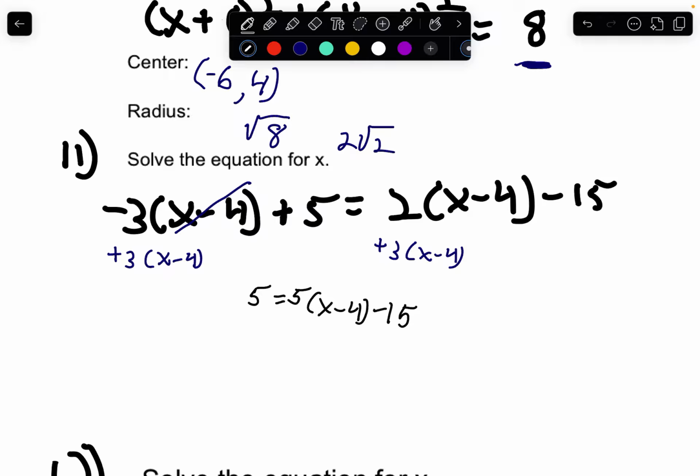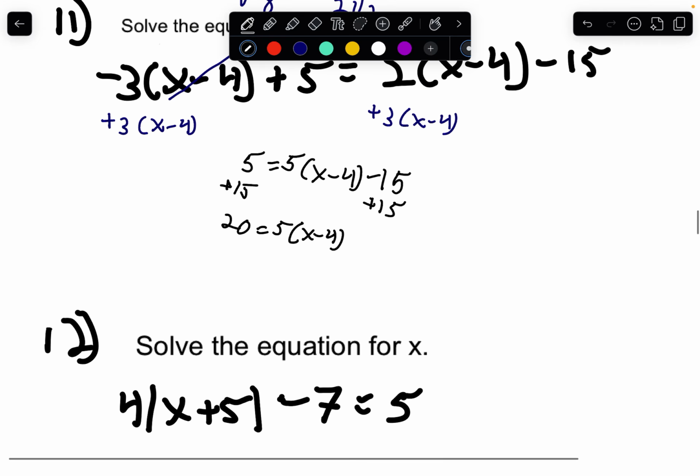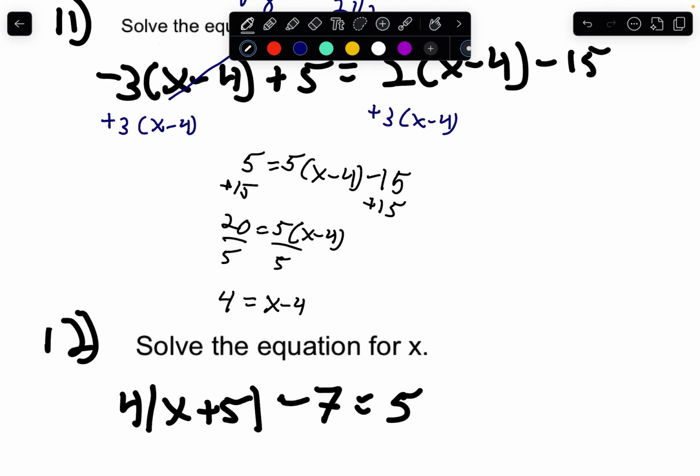Next step, now this is a simple linear equation. I would drop opposites, add 15 to both sides. You get 20 equals 5x minus 4. I recognize that I can divide by 5 both sides. And I get 4 equals x minus 4. So I get x equals 8 as the solution.